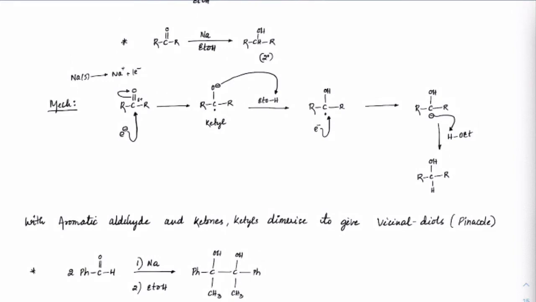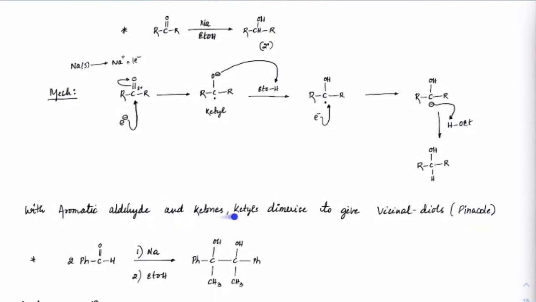Now this reaction is used in many different forms. Suppose if you do not take ethanol, whatever the radicals that are forming, they will terminate themselves, okay, and give a coupling product. Got it? And even if you have ethanol, aromatic aldehydes and ketones usually give the major product as coupling products. So all the ketyls will usually dimerize to get these vicinal diols, which we call pinacols. So with aromatic aldehydes and ketones, ketyls dimerize to give vicinal diols. We call them pinacols.